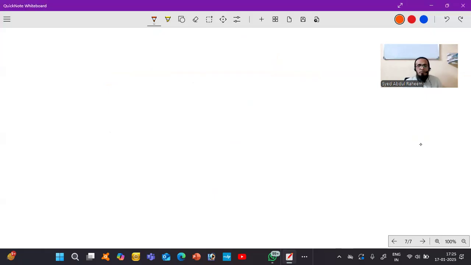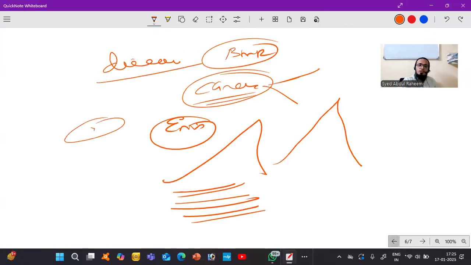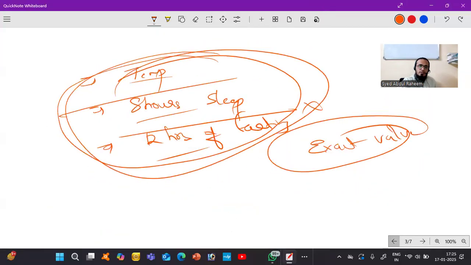But the minimum amount required we already discussed. What is the minimum amount required? 1875 kilocalories. So this is the minimum amount, but some factors are affecting it. We discussed all these things.